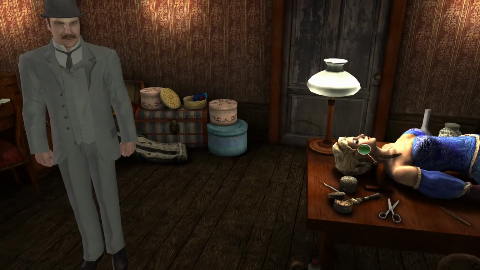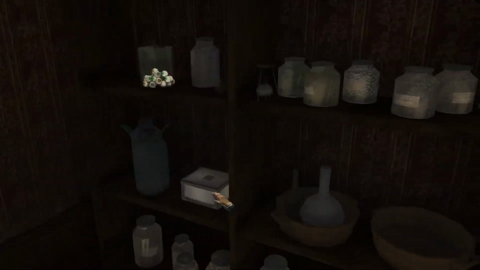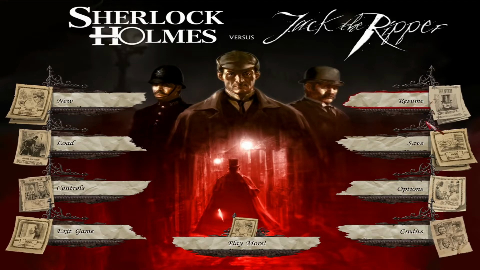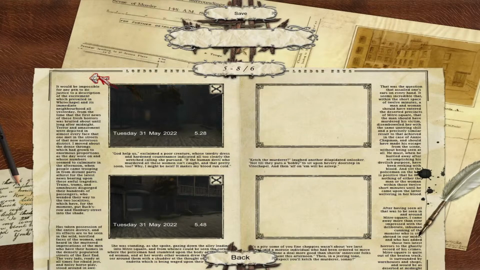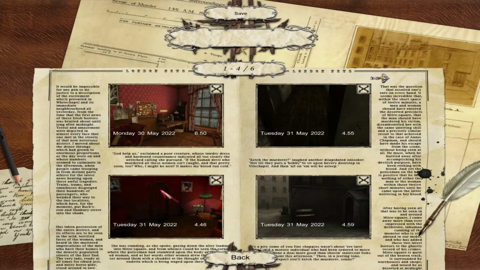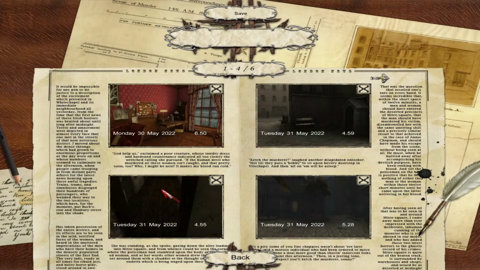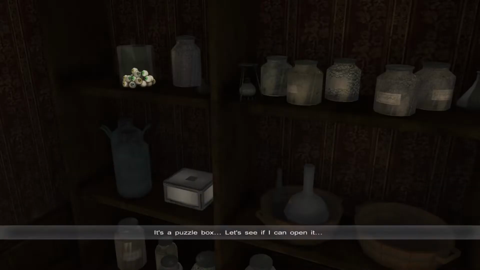Yes. Corpse puppet. That's an interesting word. And morbid. But let's go back with this. It's a puzzle box. Let's see if I can open it.